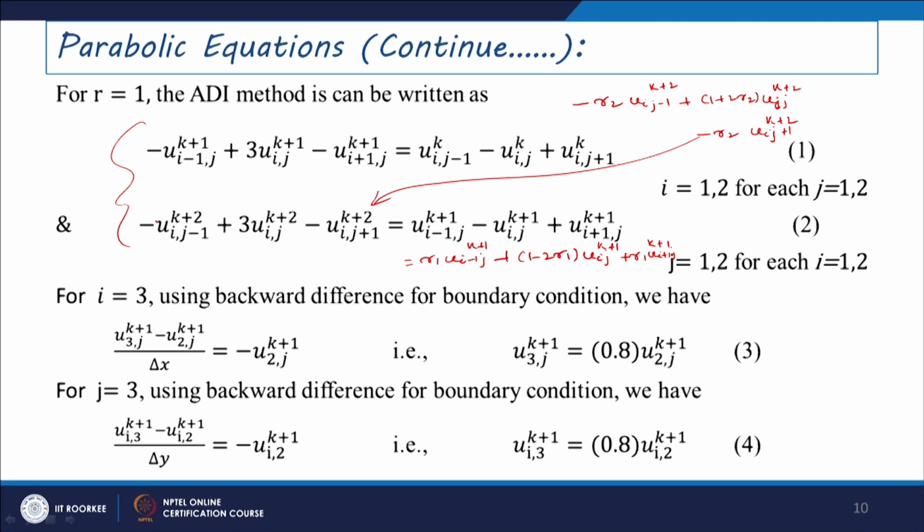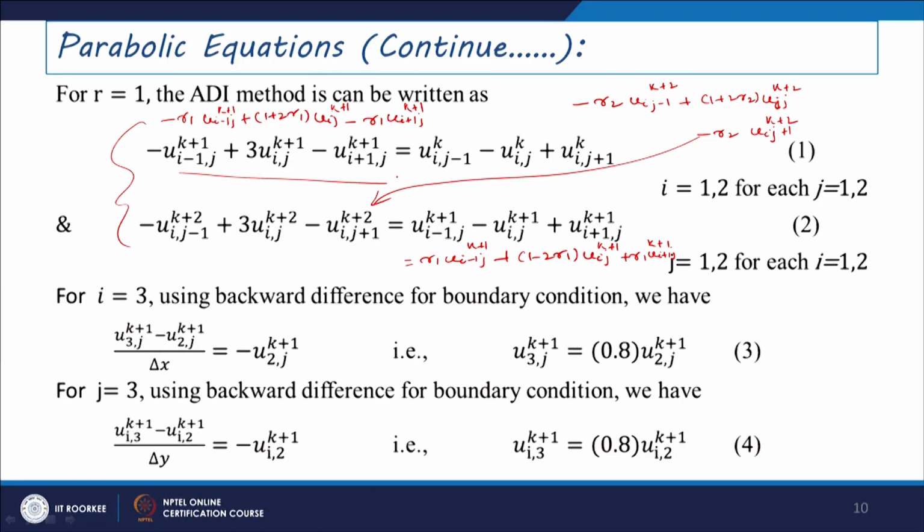Since it is the first time step, we are just calculating the values as minus r1. So for the first time step, I can write minus r1 u(i-1, j, k+1) plus (1 plus 2 r1) u(i, j, k+1) minus r1 u(i+1, j, k+1). That is why r1 equals 1, and that is why it just takes these values in this form. Similarly, the right hand side you can get from equation number 12.3.